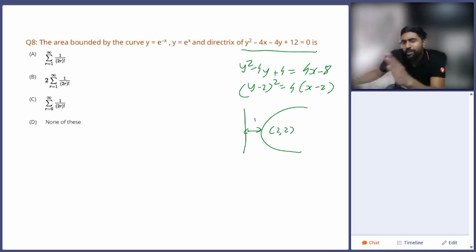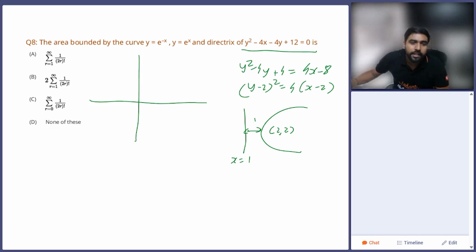So at a distance 1 unit from this 2, 2, that is the line x equal to 1. So now the question is, you need to find the area between e power minus x, this is e power minus x, e power x, this is e power x, and x equals to 1. This is x equal to 1. So the area in question is this region right here.